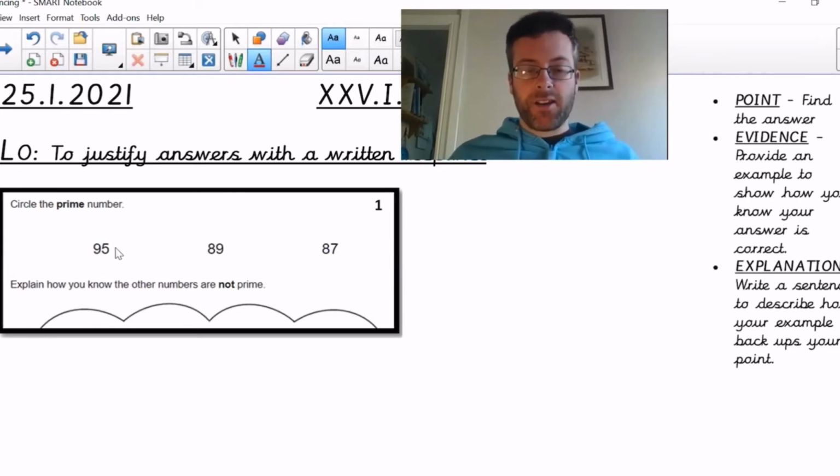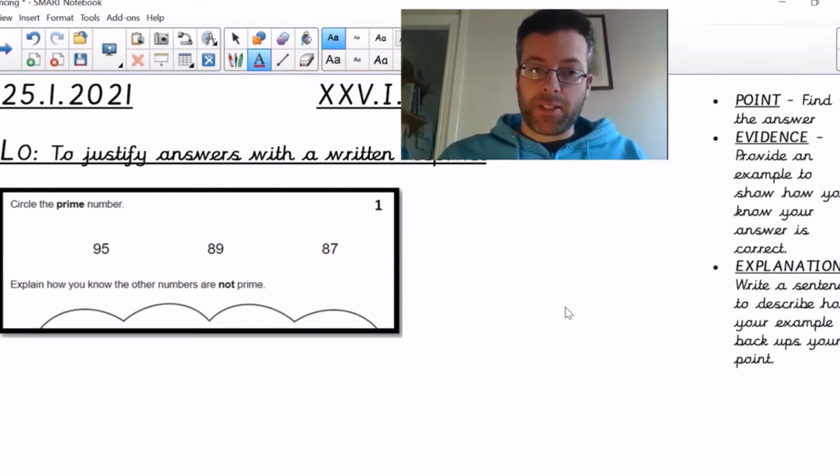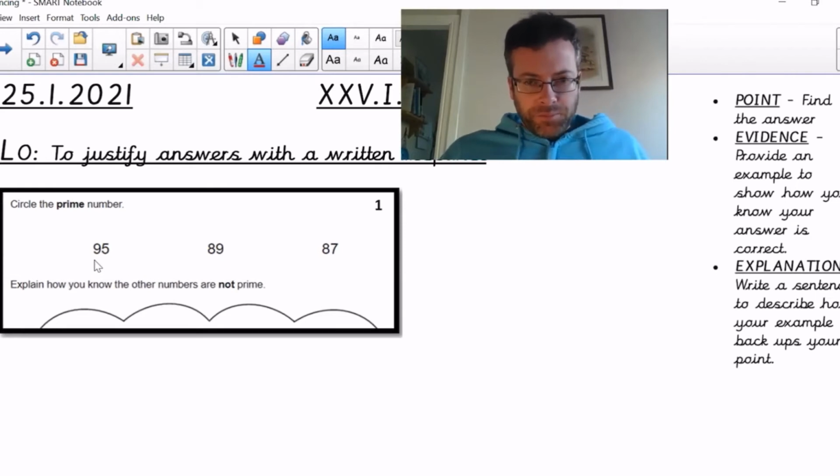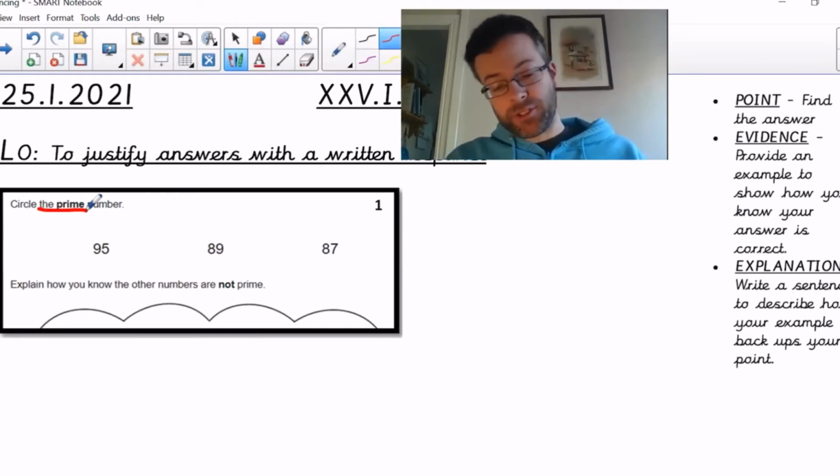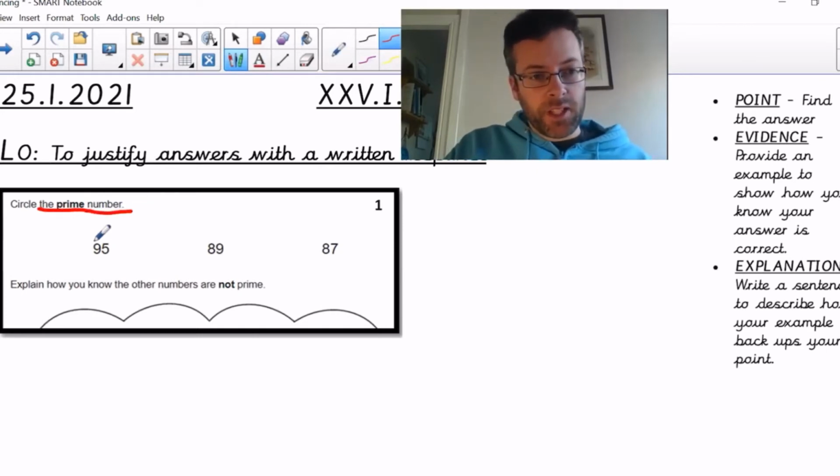Now to do that, hopefully we need to understand what a prime number is. And hopefully we can remember that a prime number is something that has no more factors than one and itself, so something that can't be divided by something else. Now hopefully 95 straight away you'll look at and go, well, I know that's not a prime number because 95 can be divided by 5. So then we need to look at these two. There's only one prime number because it does say circle the prime number, not the prime numbers. So we know it's not 95.